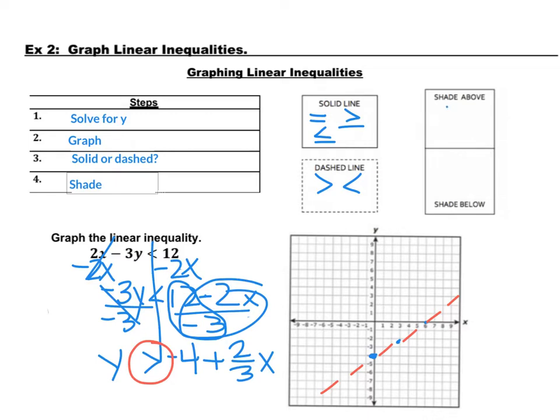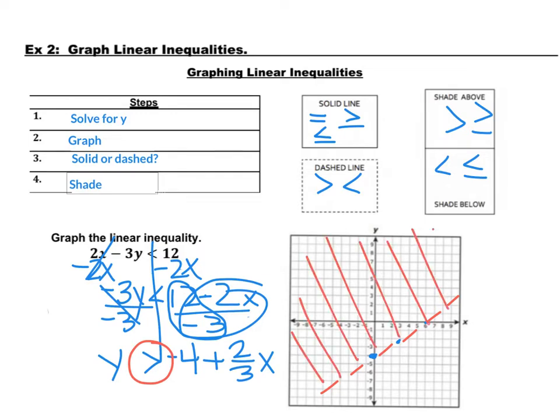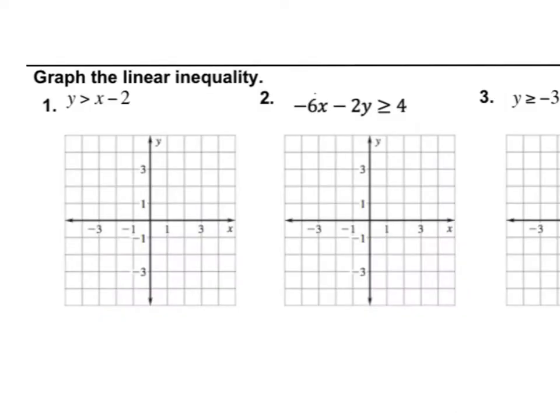So shading above the line is when you have greater than or equal to. Shading below is when you'll see less than or equal to. So because this is y is greater than, I'm going to shade everything that's now above that line. And this is how you would graph this inequality. All right, so let's do some more examples.